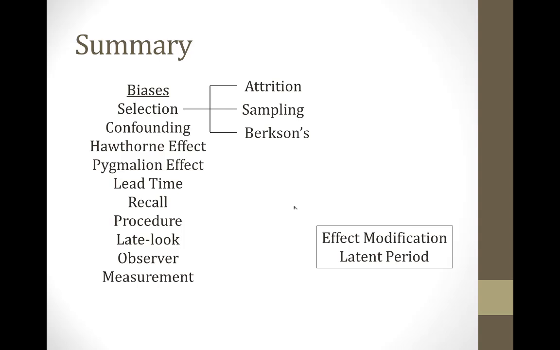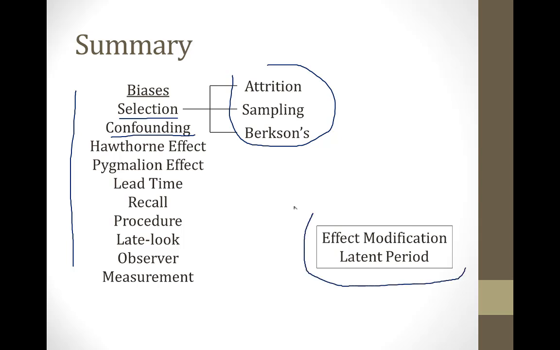So we talked about a lot of different things in this module. So let me give you a summary slide to help you keep them straight. So we talked about many forms of bias here. And remember that selection bias has several subtypes. And then also remember that confounding is very high yield, and you need to know the difference between that and effect modification. Besides all the biases, we talked about effect modification and a latent period. These are not forms of bias, but these are things that can influence the outcomes of a study. And that concludes our module on bias.